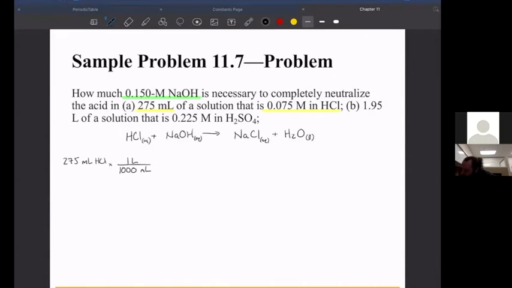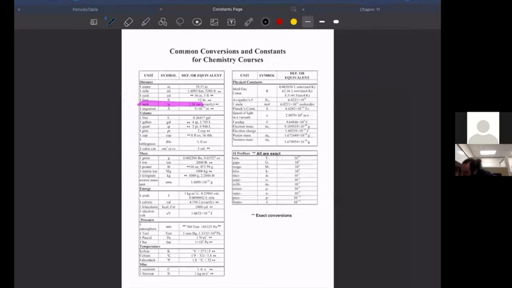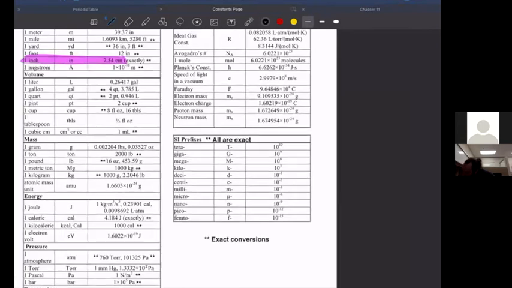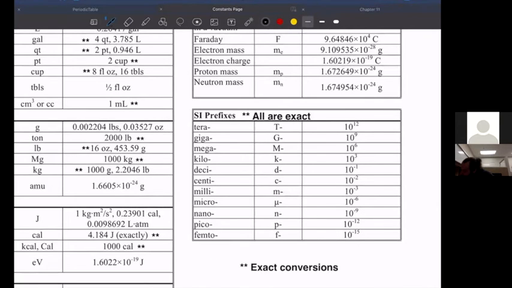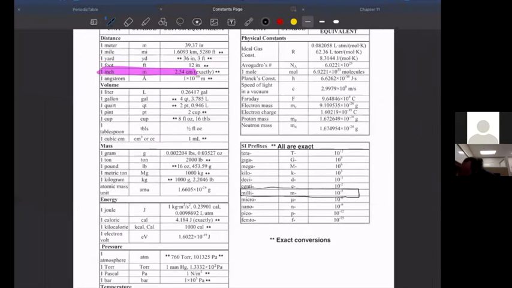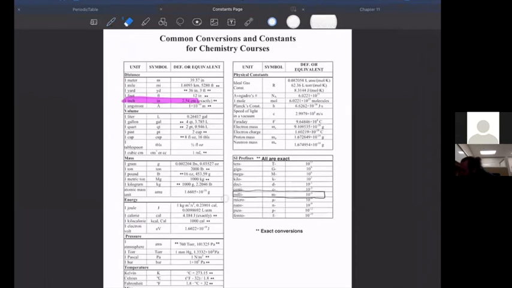And you don't have to look it up, since I've been doing this a long time, I know there's 1,000 milliliters in a liter. Remember, we also have our constants page that helps us go from these various metric unit conversions. So milli is 10 to the negative 3. You should be able to use these constants pages, right? These SI prefix conversions are one of the first things we did in the course.